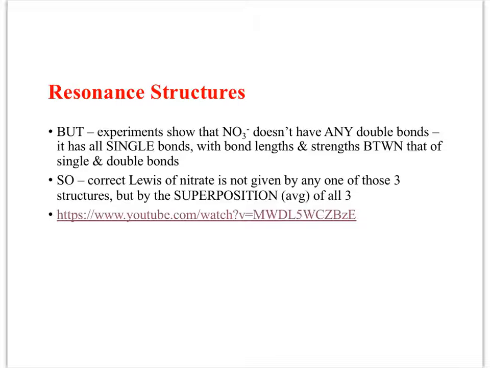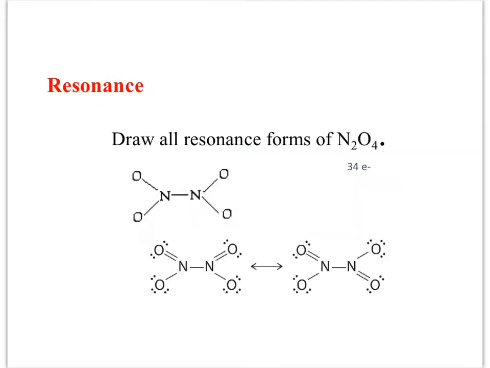Experiments show that nitrate ions don't have any double bonds. It has all single bonds with bond length and strength between that of single and double. So the correct Lewis structure of nitrate is not given by any one of those three, but by the superposition, or the averaging, of all three. This is the video on resonance structures. It's linked in the link section.